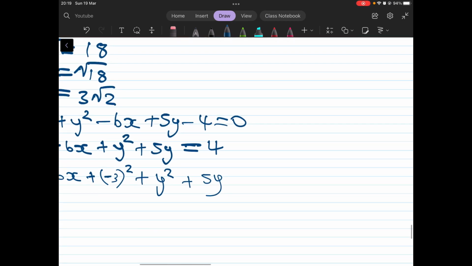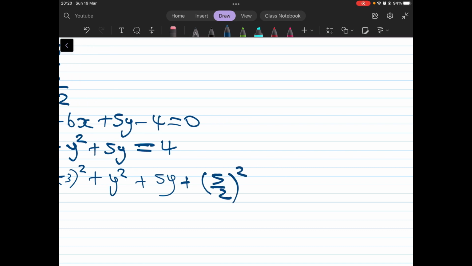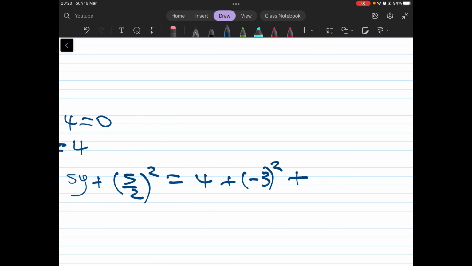Even for the y variable, to complete the square, you basically just take the coefficient of y, you divide it by 2, and you square it. Then after squaring it, that term you add it on both sides. Just like here, I just added it to the left, I'm going to add it to the right again. Then even this one, I'm adding it to the right again.